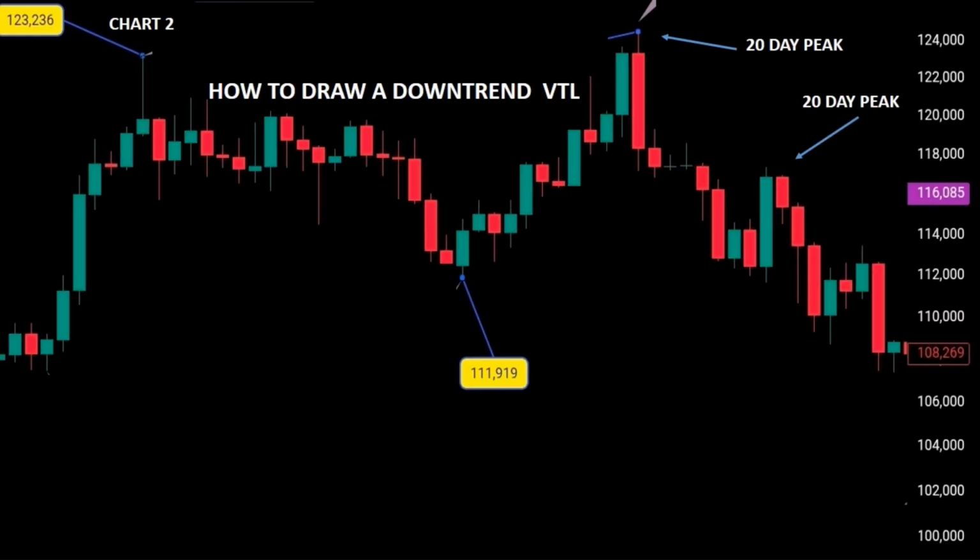Chart number 2, the VTL in a downtrend confirms a trough. To confirm that a trough of a specific cycle has occurred, we draw a VTL across the peaks. First, identify 2 consecutive peaks of the same cycle, for example the 20-day cycle. Connect these 2 peaks with a straight line. The rule: when price breaks above this VTL, it confirms that the trough of the next larger cycle, for example the 40-day cycle, has passed.